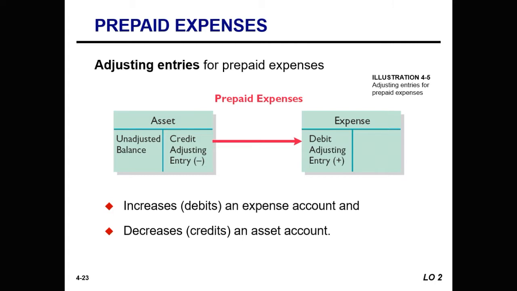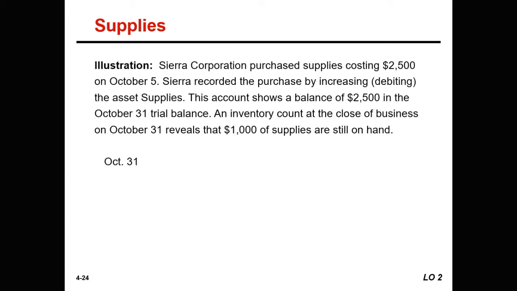To illustrate that, we're going to use supplies. So Sierra Corporation purchased supplies costing $2,500 on October 5th. They recorded that purchase by increasing the asset supplies. This account shows a balance of $2,500 on the October 31st trial balance.